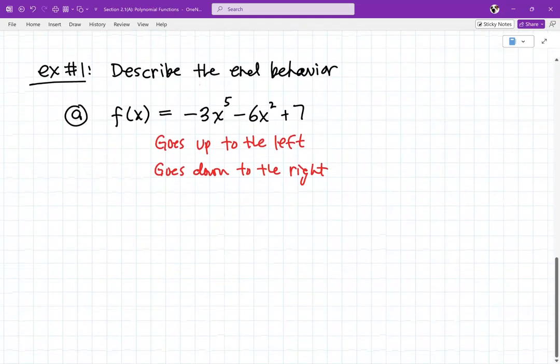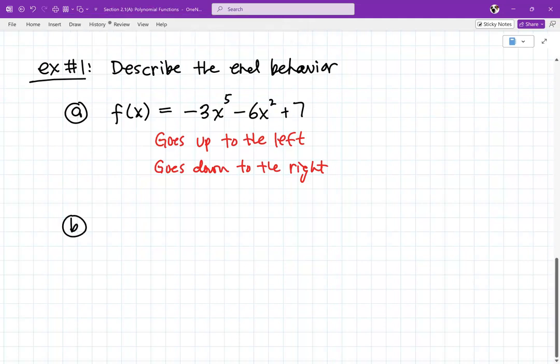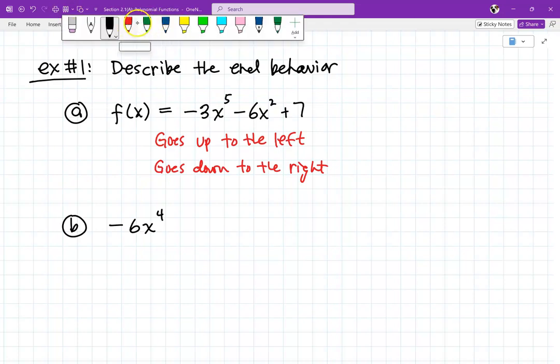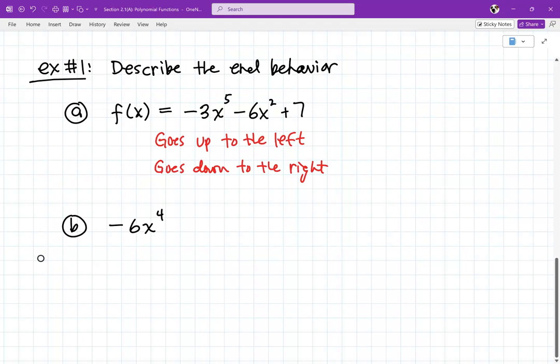Okay. Now, sometimes they are going to give it to you looking a little different. Maybe they're going to put negative 6x to the fourth, and that's all they're going to write. They didn't even put y equals. They didn't put f of x. They just put that. So in this case, you're going to look at negative 6x to the fourth. I mean, there's only one term. So the power is a 4. That makes it even, right? And the number in front is negative. So what's it doing on the left and the right side? It's going down, right? So I'm going to put goes down to the left, goes down to the right.